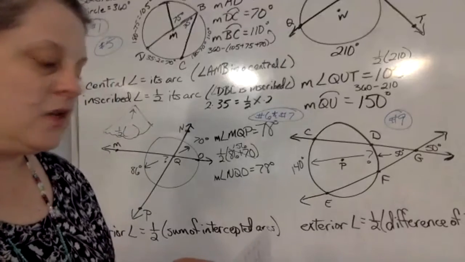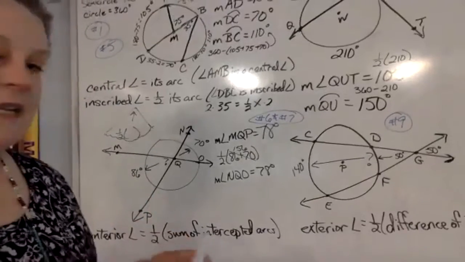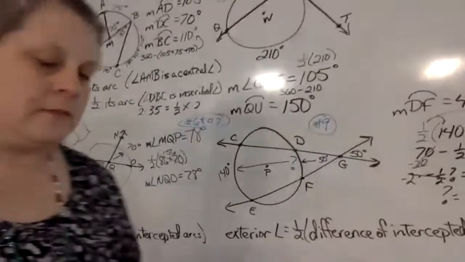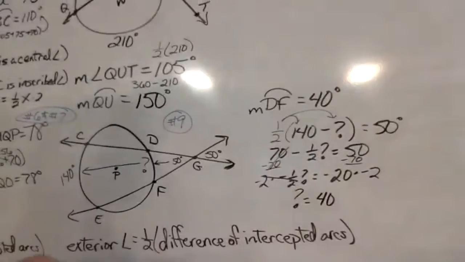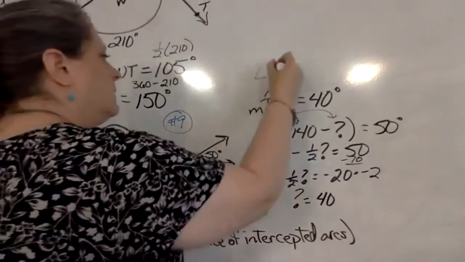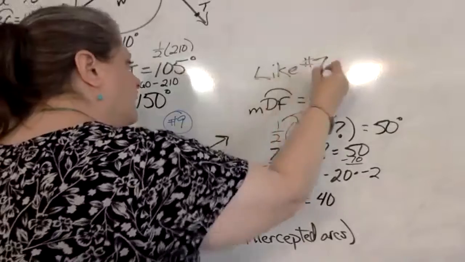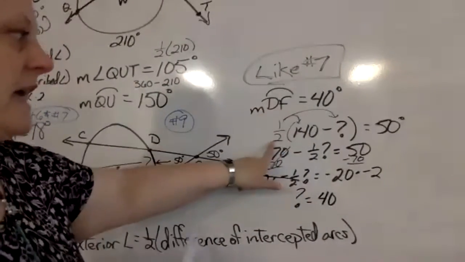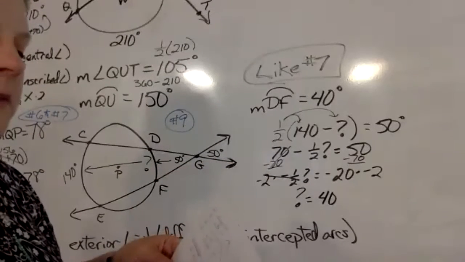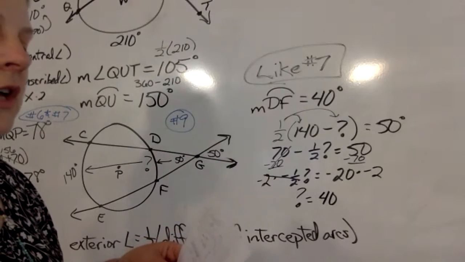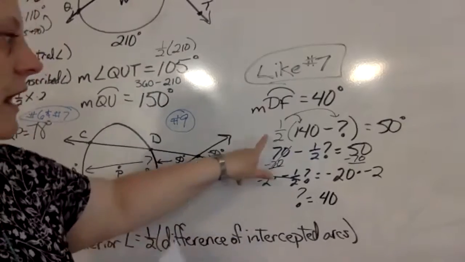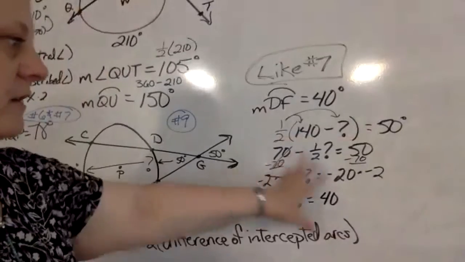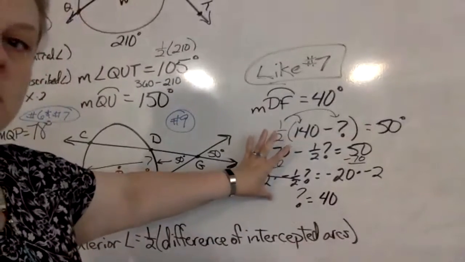On number 7, you're looking for an arc that was missing. So on number 7, it is like this right here. This right here is like number 7, okay? It gives you the big arc that it intercepts. In the picture, you're looking for the little arc, and it gives you the angle. So I have 1/2 big arc minus what I'm looking for equals the angle it gave me. And then you have to work it out. So this is like what you have to do on number 7.